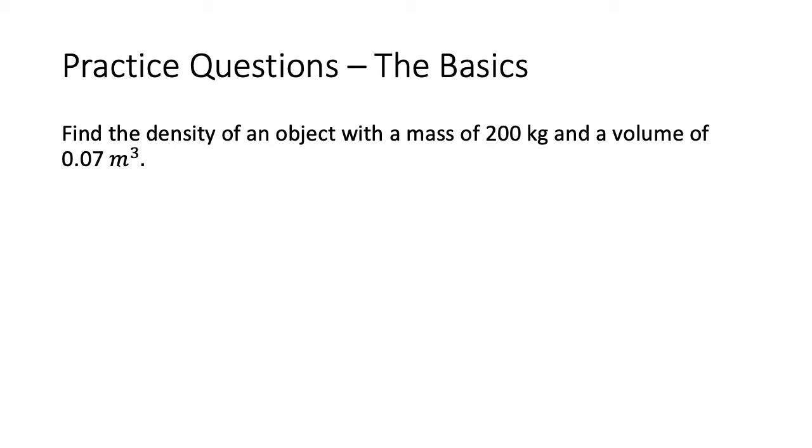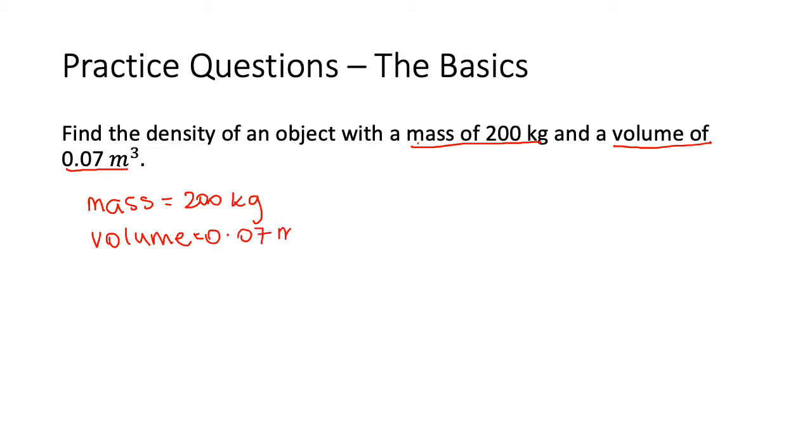Okay, so let's figure out the answer to this question. So first of all, we're going to have a look at our knowns and our unknowns. We know that there's a mass of 200 kilograms, so we're going to put this down here. And we also know that we have a volume of 0.07 meters cubed, so we're also going to write this down here. What is it that we want to know? We want to find the density. So density is our unknown.